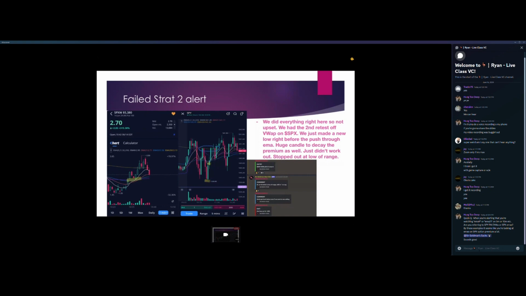It just did not work. So let's go over this. We did everything right here, so not upset. We had the second retest on VWAP.